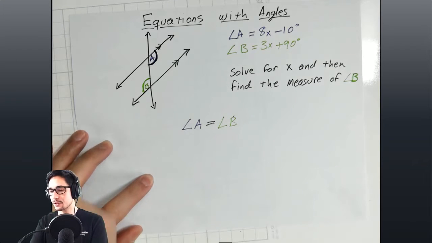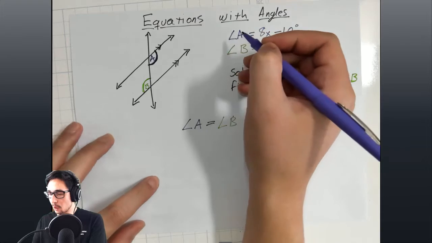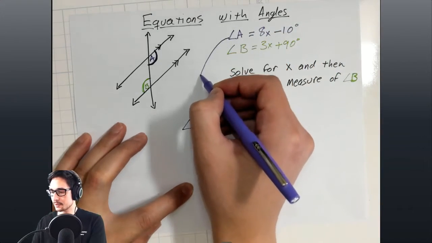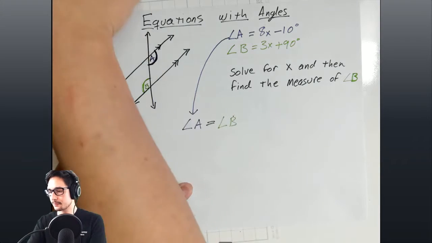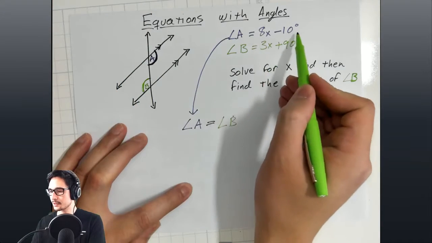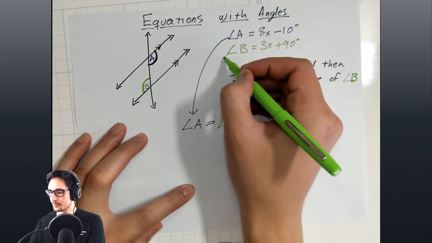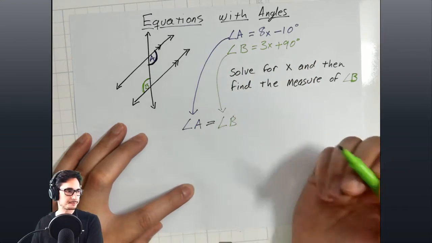And now all I have to do to solve for x is plug in my values here and color code it. We're going to write in whatever angle A was, so 8x minus 10 degrees for angle A, and then for angle B, we're going to do the exact same thing.